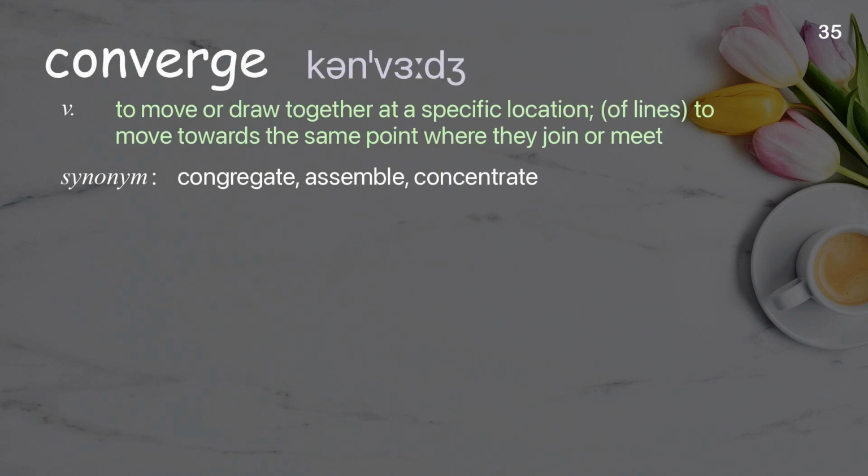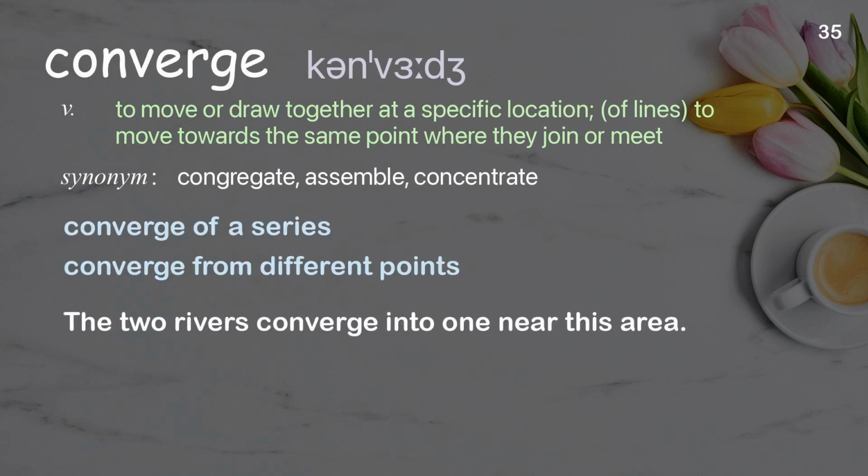Converge. To move or draw together at a specific location; of lines, to move towards the same point where they join or meet. Examples: Converge of a series. Converge from different points. The two rivers converge into one near this area.